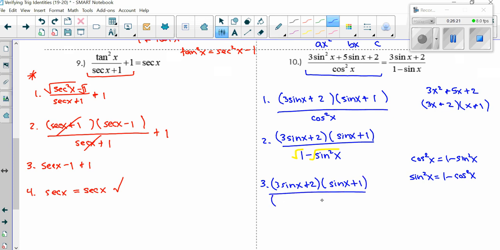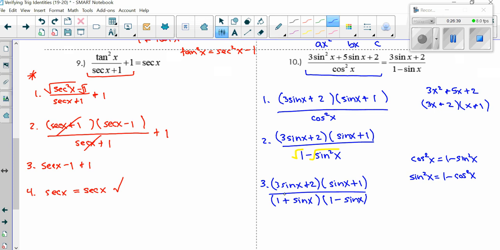My denominator, the square root of 1 is 1. Plus, minus. The square root of sine squared is sine. So sine x and sine x.